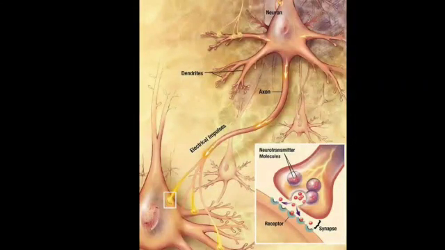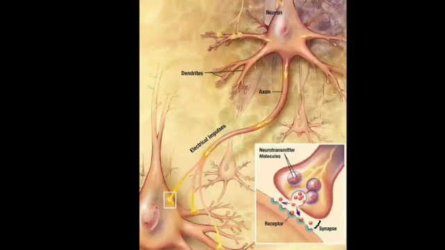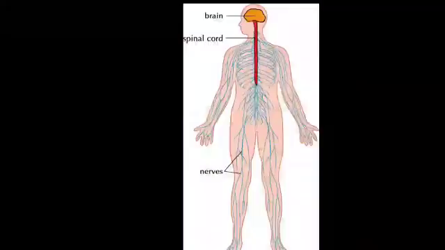The neurons that carry the impulses to the brain are called sensory neurons, whereas the neurons that carry impulses from the brain and the spinal cord are called motor neurons. The brain, spinal cord and the nerves form the nervous system. The nerves are cable-like structures. They are made up of bundles of axons.